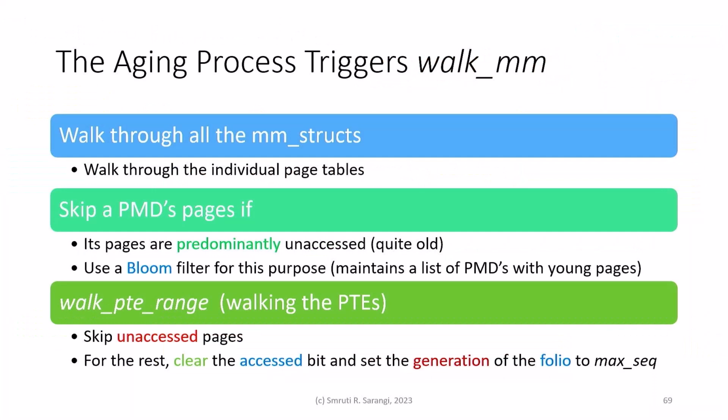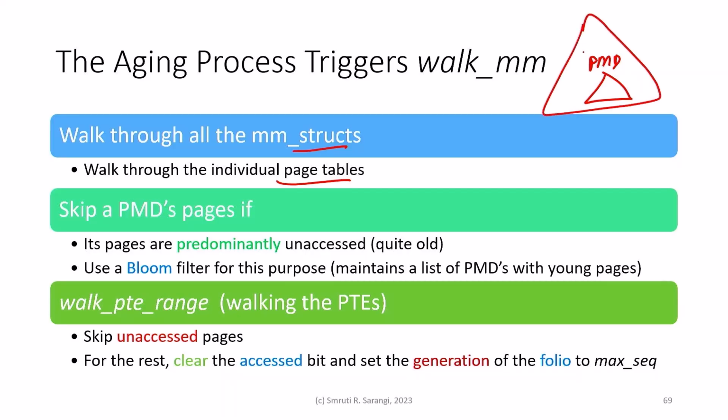The moment I age something and tinker with these sequence numbers, this sliding window of max seq and min seq, I walk through all the structs, I walk through the individual page tables. If you would recall, in the page table I have a PMD, just above the PT. There I see whether it is predominantly unaccessed or not, which means that if the entire PMD is old, then I will try to skip this. The main idea here is that I do a page walk. In the page walk, I try to only access those PTs which are young. The young ones I'll convert to old. I'll record the fact, increment some counters, and convert them to old.